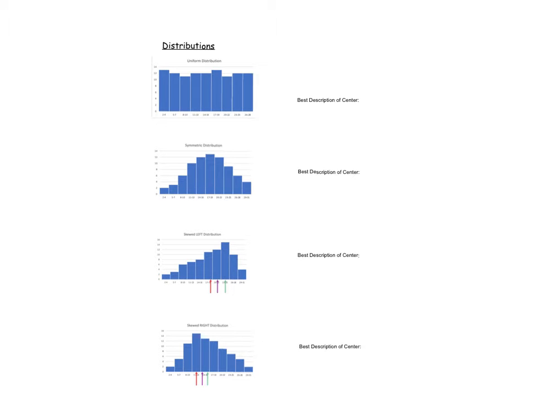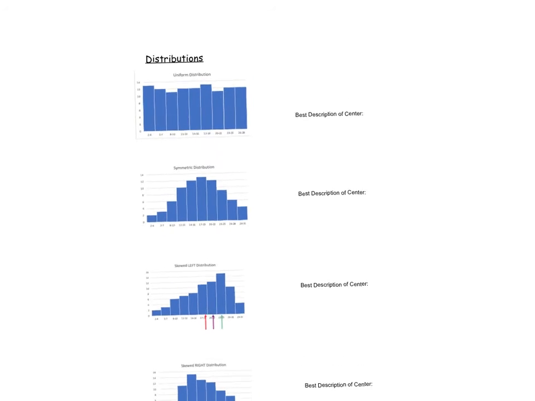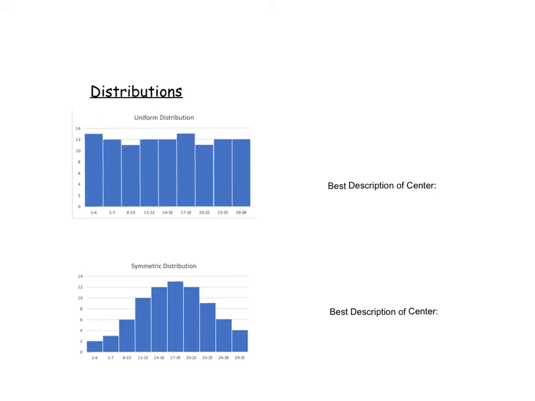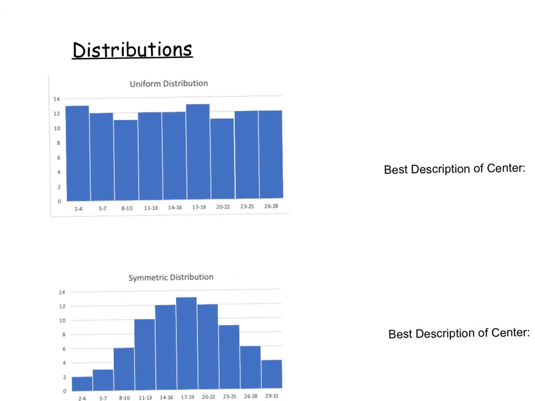So in this video, we're going to look at some different distributions, and the names of them, and then kind of the characteristics of these. So let's start with a uniform distribution. A uniform distribution is when each bar on the histogram, or each class, has around the same value. And so in this case, they're all around 12. And so this would be a uniform distribution.